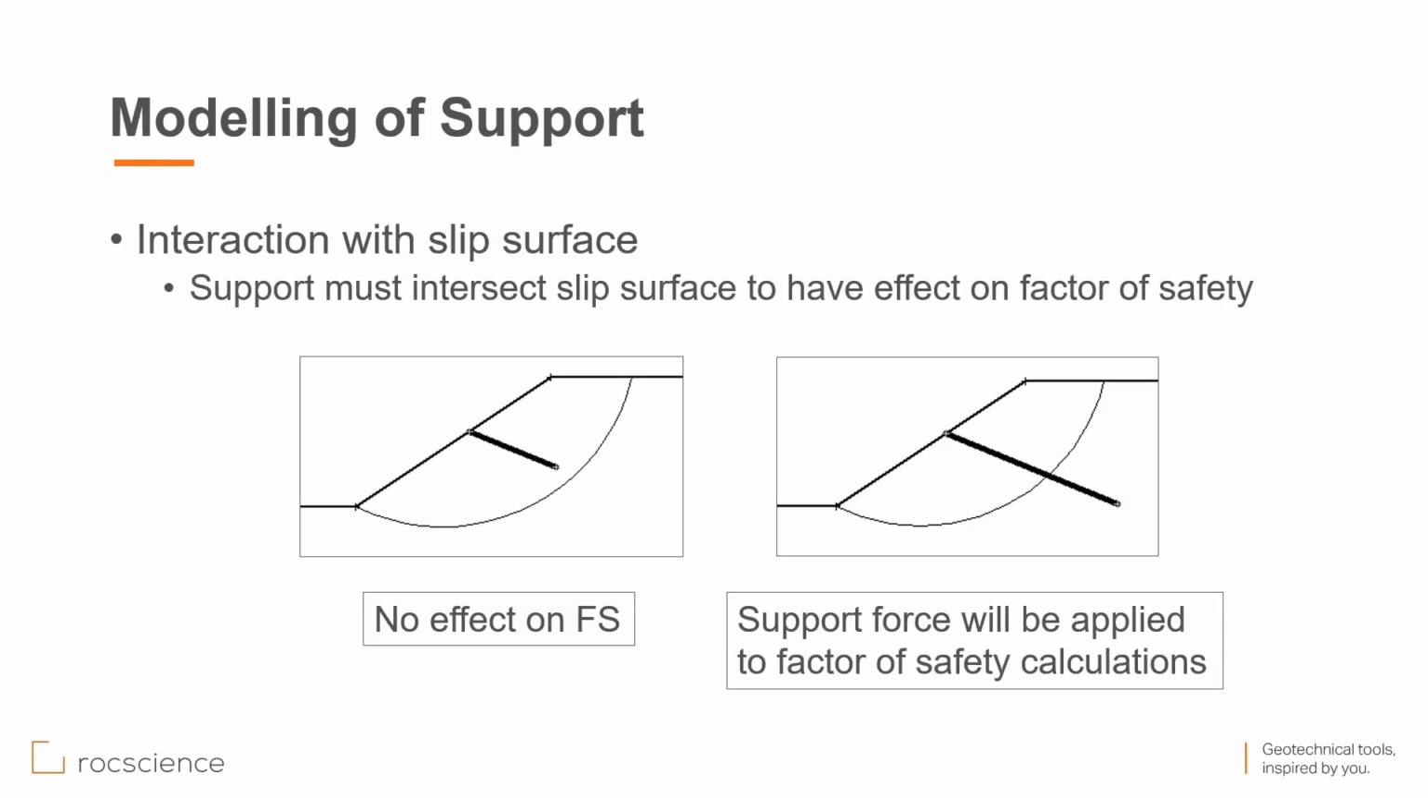First, we'll cover some basics. The slip surface has to intersect your support for the force to be applied. So on the left, the support does not intersect the slip surface, so there is no impact on the results. On the right, it intersects, so the force is applied.